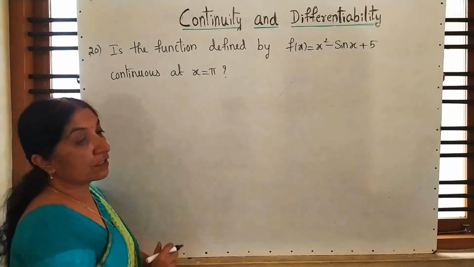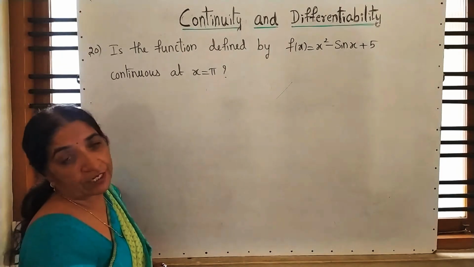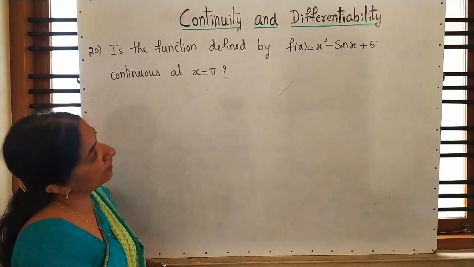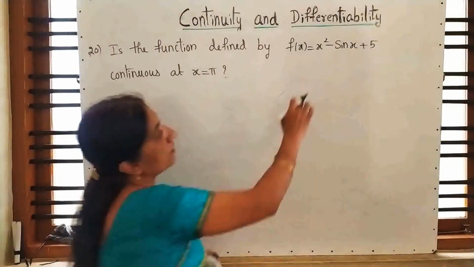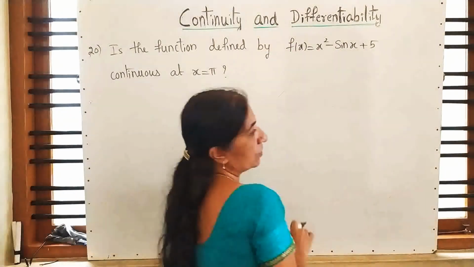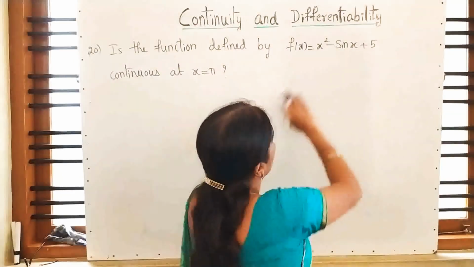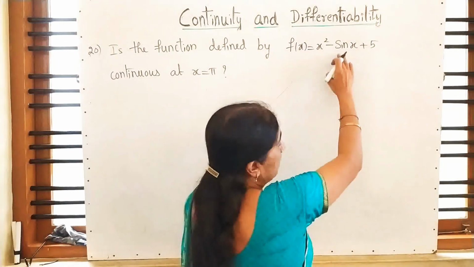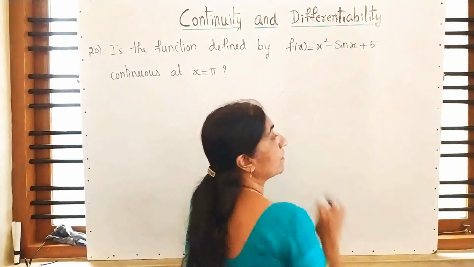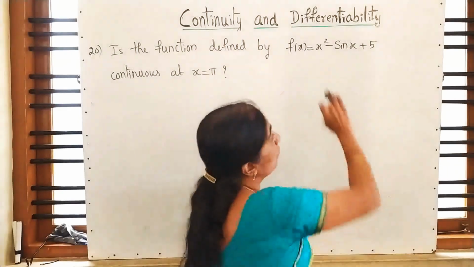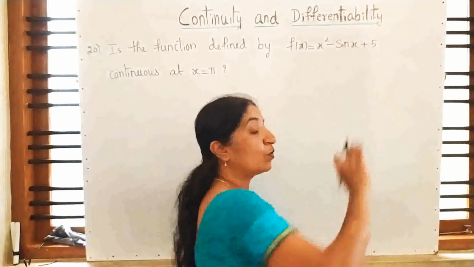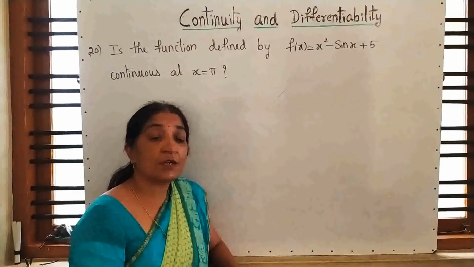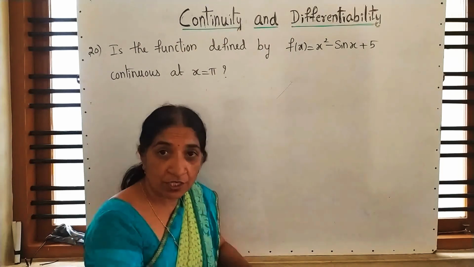See students, without calculation also, you can directly write it for the same question in the CET. Yes, it is continuous. Why? See here, x square is a polynomial function. It is continuous everywhere. Sorry, sin x is continuous everywhere, and 5 is a constant which is continuous. So addition, subtraction of 2 or 3 continuous functions is again continuous. So directly you can write this conclusion when you get the same question in the CET.